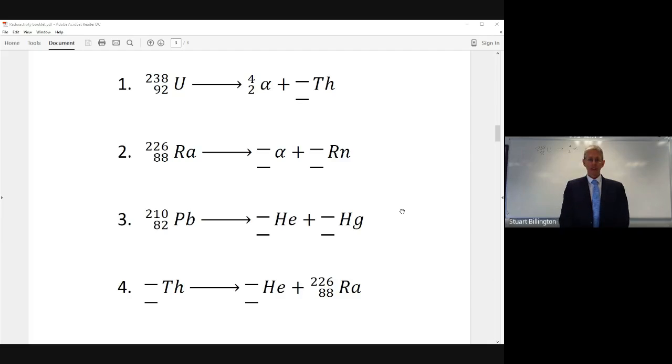So you can write alpha or you can write He. But either way, it's always 4 for the mass number, and 2 for the atomic number. Right, you've got 90 seconds to try the other 3 questions.